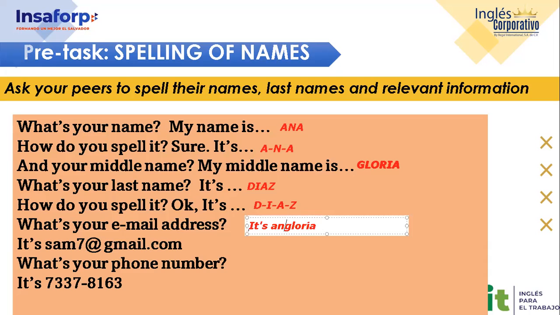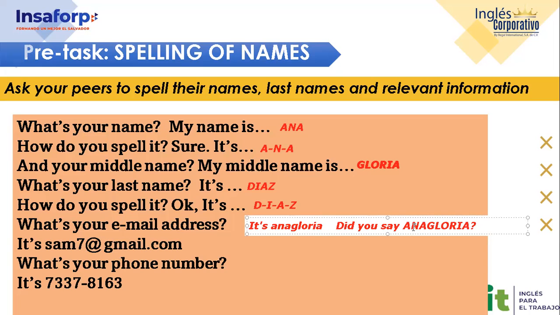At. Okay, ahí. Cuando haya dudas, volvemos a preguntar. Did you say? Dijiste. Y volvemos a repetir lo que la otra persona nos dijo. Entonces, acá yo quiero saber si llevaba esa S. No, es A. Por eso dije A, N, A, G, L, O, R, I, A. Okay. At.